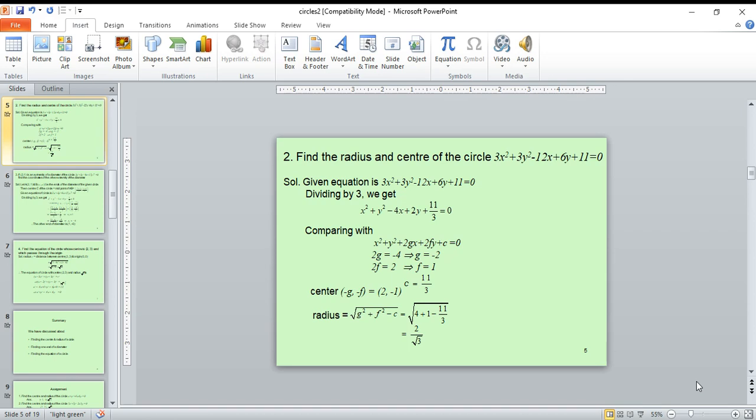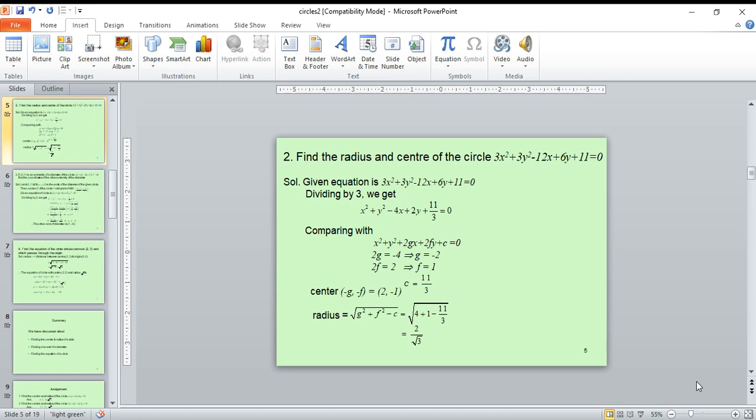Comparing with the general equation x square plus y square plus 2gx plus 2fy plus c equal to 0: x square equal to x square, y square equal to y square, minus 4x equal to 2gx, so 2g equal to minus 4. And 2fy equal to 2y, so 2f equal to 2, f equal to 1, and c equal to 11 by 3. So g equal to minus 2, f equal to 1, c equal to 11 by 3.